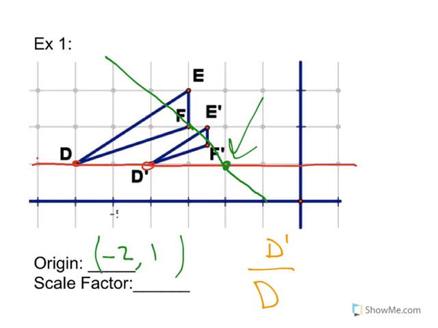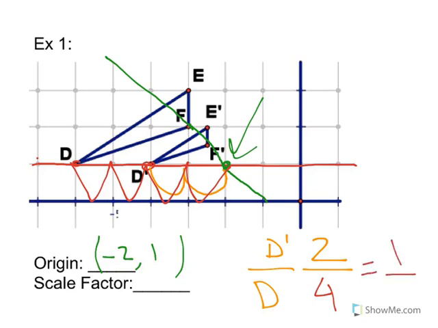D prime is 2 units away. So that's my distance on top. Remember, you want to have prime on top. And then our D is 1, 2, 3, 4 away. So D prime was 2 away and D was 4 away. So we're looking at 2 over 4, which simplifies to 1/2. So our scale factor is 1/2, or you could put 0.5.